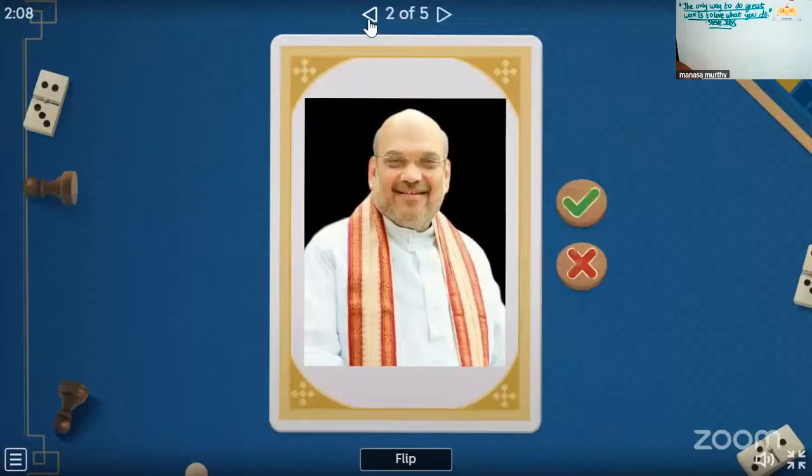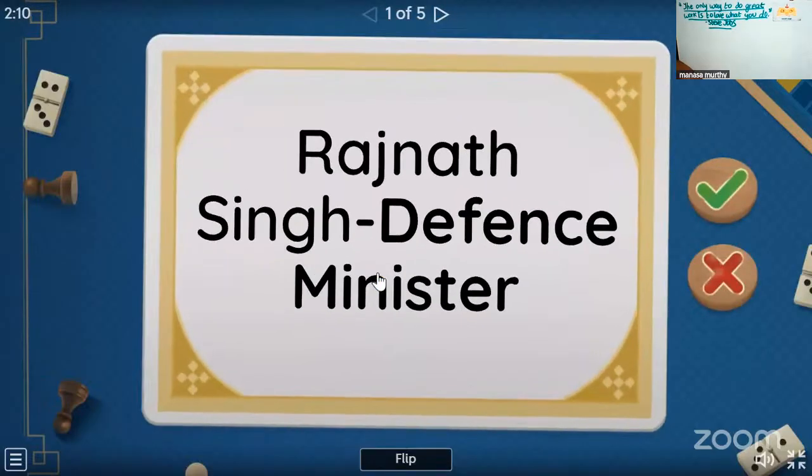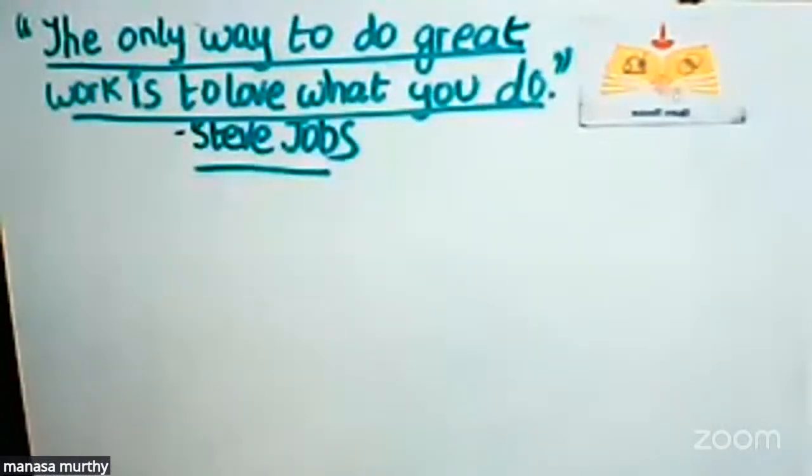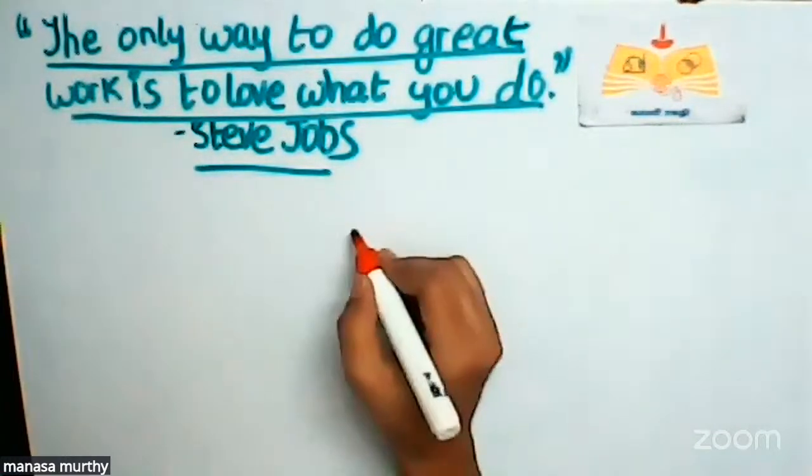Yes, who is this person? Rajnath Singh. Right. All right. Today's topic, any idea what we are going to see? What we are going to look at? We are going to look at articles. In today's session, we are going to look at articles.